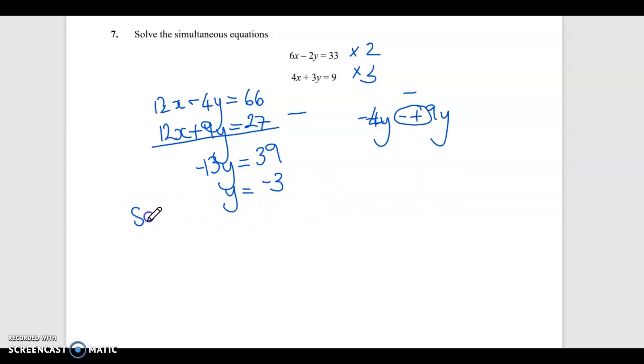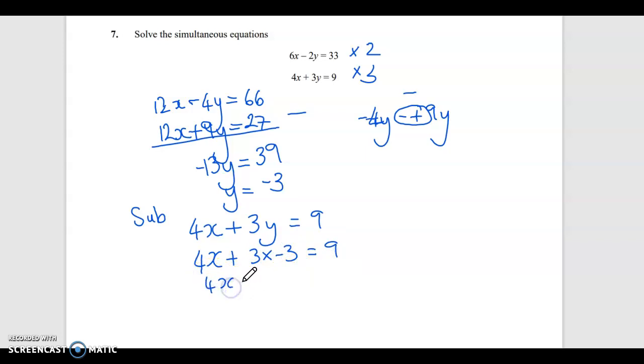And then all I'm going to do now is substitute y equals minus 3 into one of these original equations. I'm going to use the bottom one because it's positive. So I've got 4x plus 3y equals 9. So I'm going to sub in this. So I've got 4x plus 3 times minus 3 equals 9. So that's 4x, and this will be minus 9 equals 9.